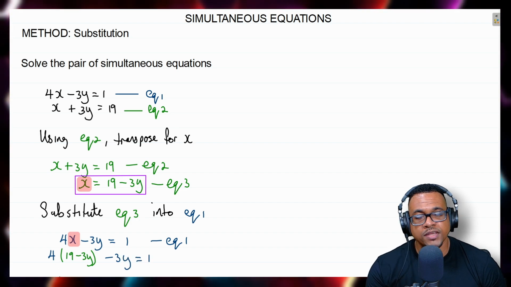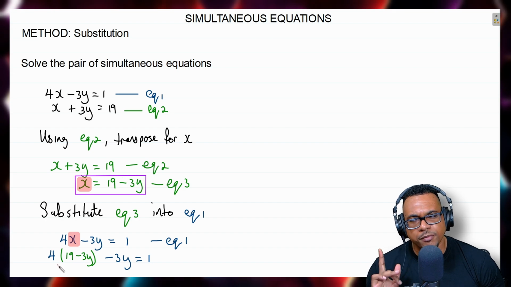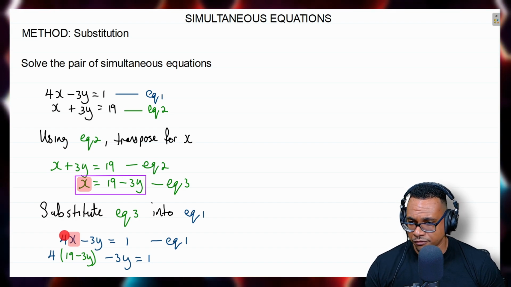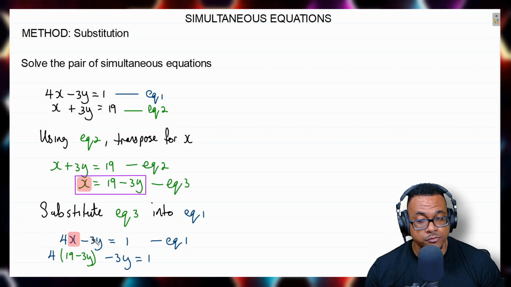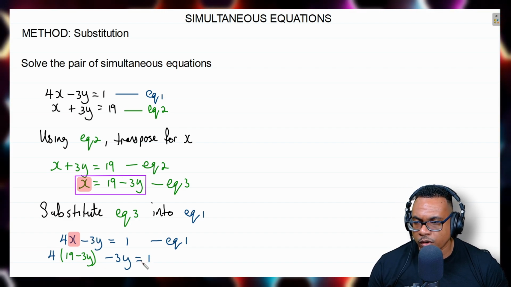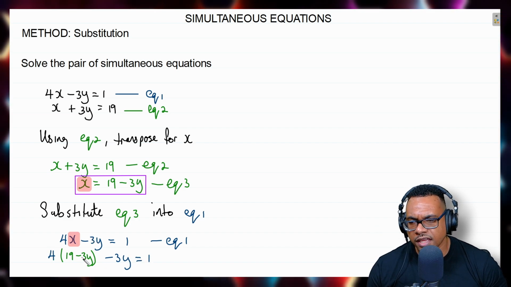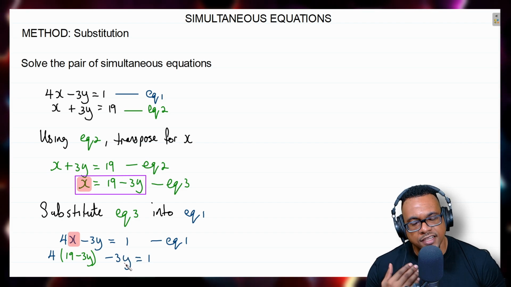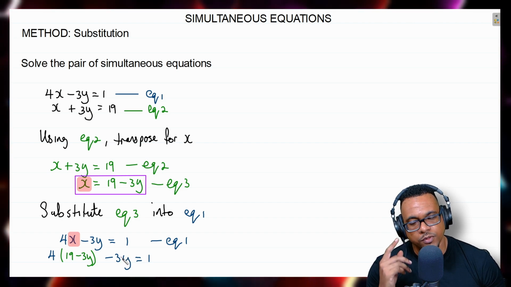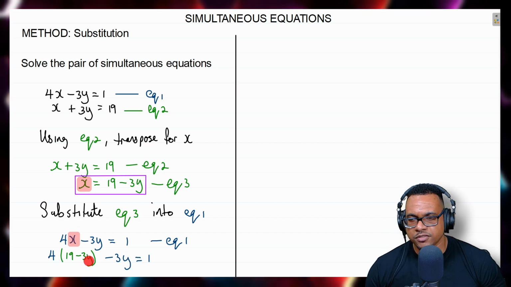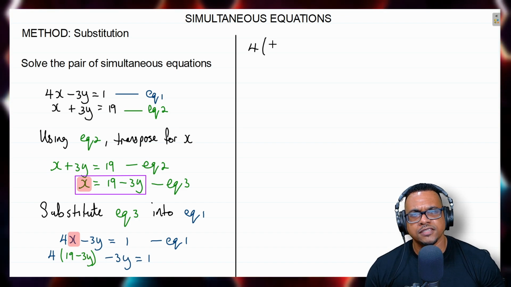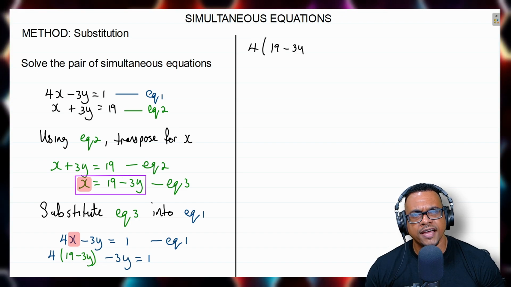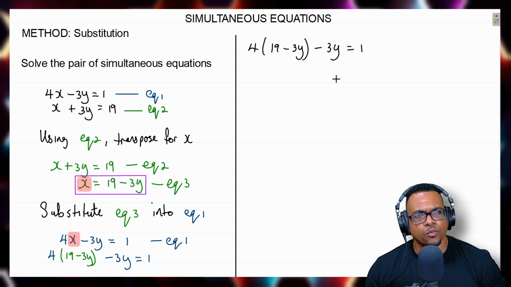Now notice what we have achieved here. We went from having an equation with two variables, being 4x take away 3y, so x and y are your variables, so two different variables, to an equation where we only have one variable. The only variable here is y. And an equation with one variable, we can solve that equation. So I'm just going to write over this line. So we had 4 multiplied by 19 take away 3y, then take away 3y is equal to 1.